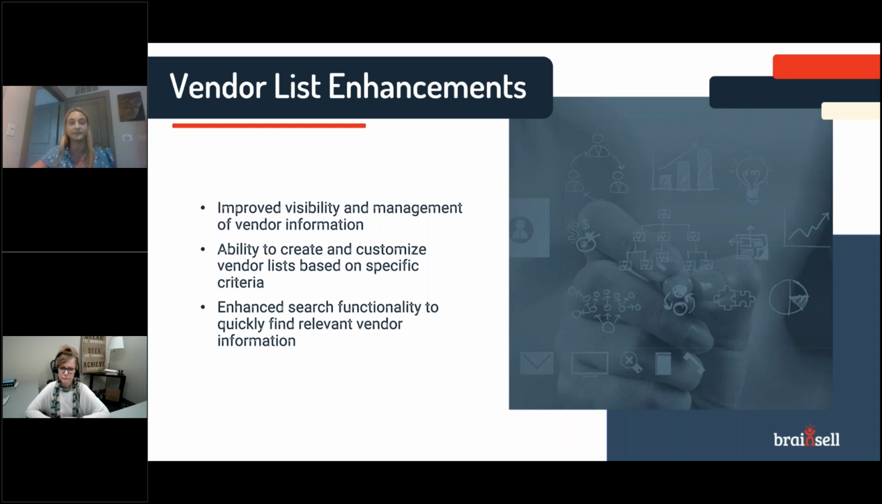But the beta does have some great filters that you can also configure and customize to your needs. Then third, we have enhanced search functionality to quickly find relevant vendor information. And we've always had that search functionality, but Sage has really enhanced it with the beta. And again, this beta is only available on the vendor list currently and for US vendors only, for US companies with a US vendor list, just to be clear.